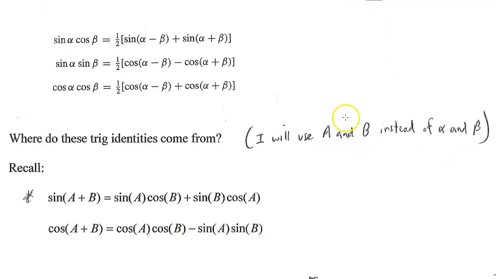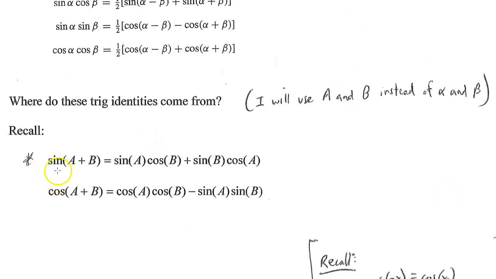Well, a couple identities that may be a little more familiar to you would be these. So maybe they are, maybe they're not. The sine of A plus B is the same thing as sine A cosine B plus sine B cosine A. Okay, there's also one for cosine of A plus B that says it's cosine A cosine B minus sine A sine B. So this may be familiar to you.